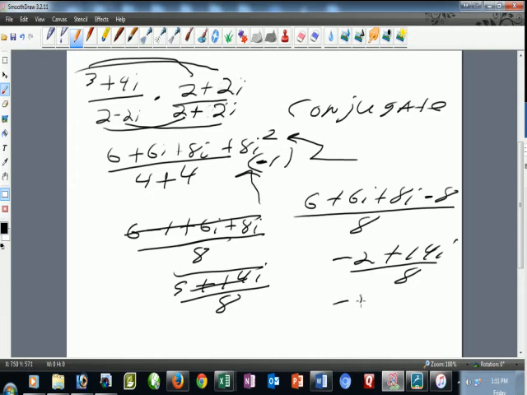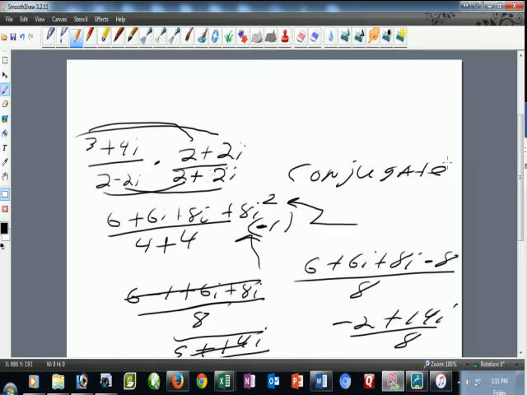You know, I always like to split it into real part and imaginary part, right? This is 8. Let's divide by what? 2, 1/4 plus what? 7 over 4i. That makes more sense. So you got to watch those, right?